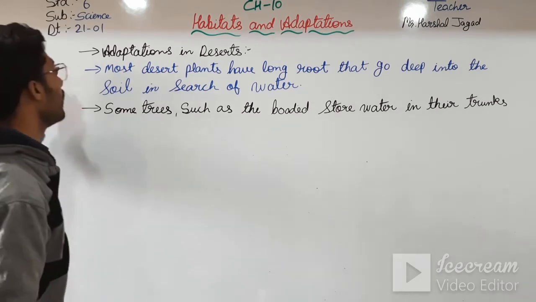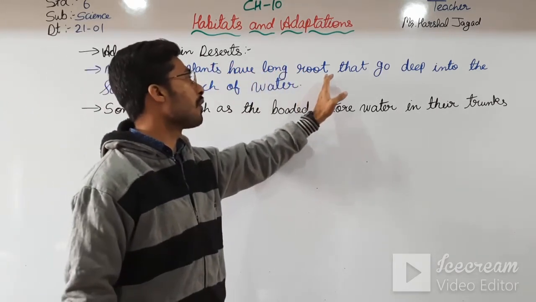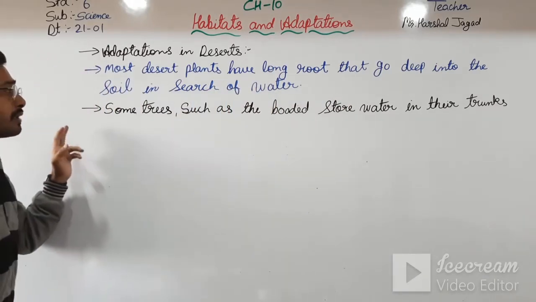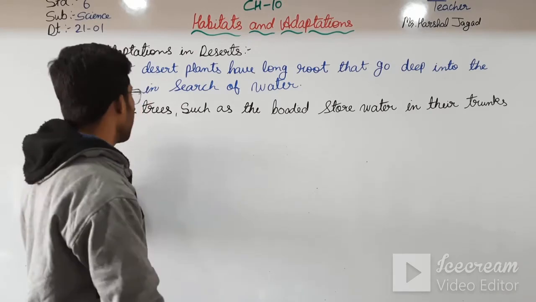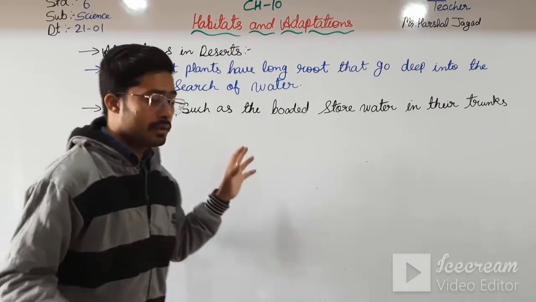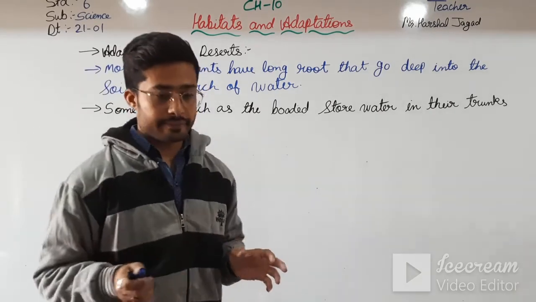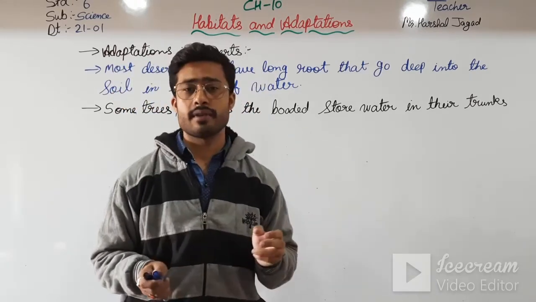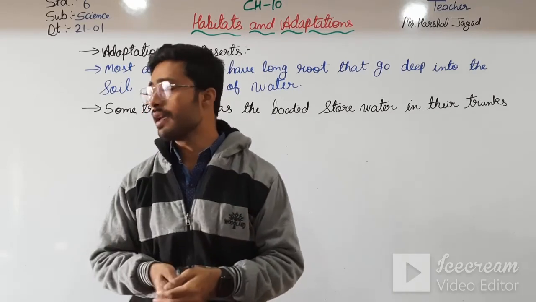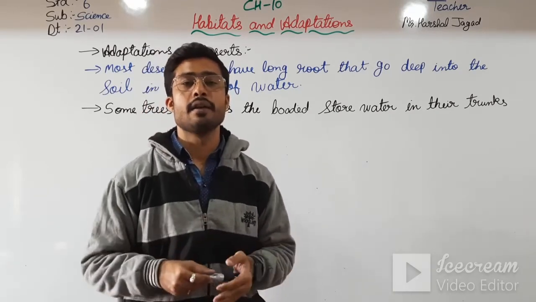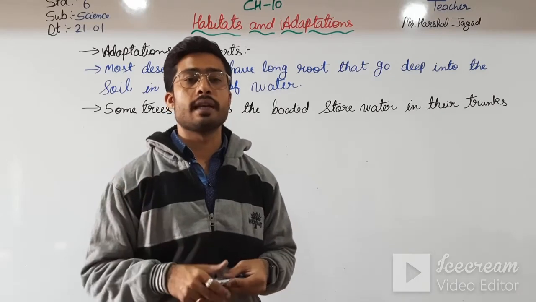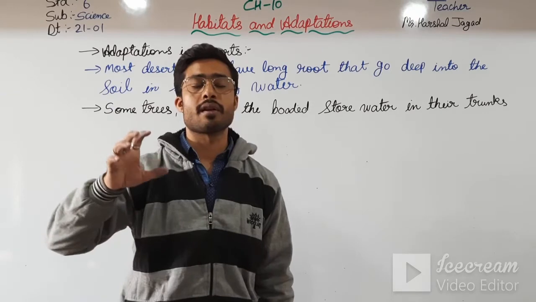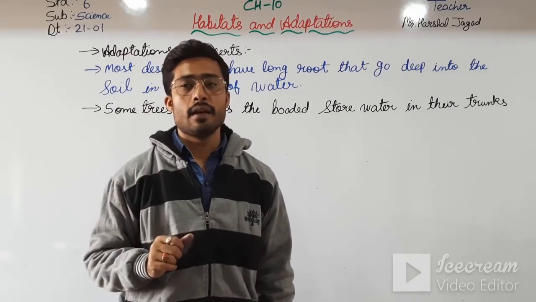Okay, and here most desert plants have long roots that go deep into the soil in search of water, and the trees in the desert can store water in their trunks. Okay students, we have just read the adaptations of the cactus plant. They have small leaves so their water loss is less, and they have a waxy surface so that the water can be retained easily.